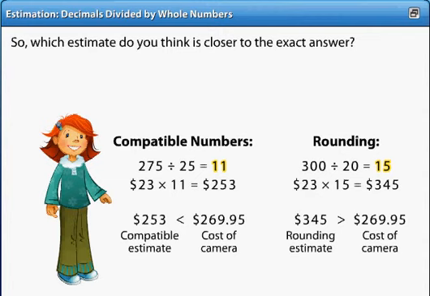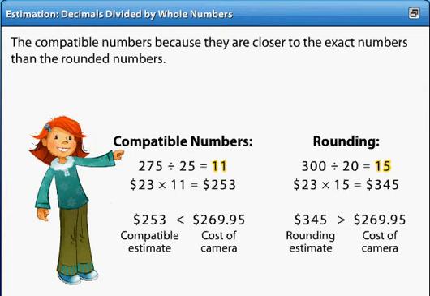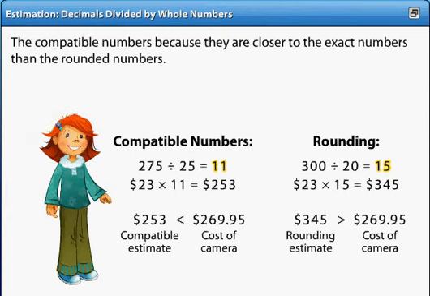Either way is okay. On the test you're going to take, they wouldn't give you 11 and 15 as a choice. They'd give you some weird numbers, probably like a 12 or 6, numbers that aren't going to fall in this range. So just keep that in mind. Anything that you do that is close to what the original is fine by me. The compatible numbers are closer to the exact numbers than the rounded numbers.